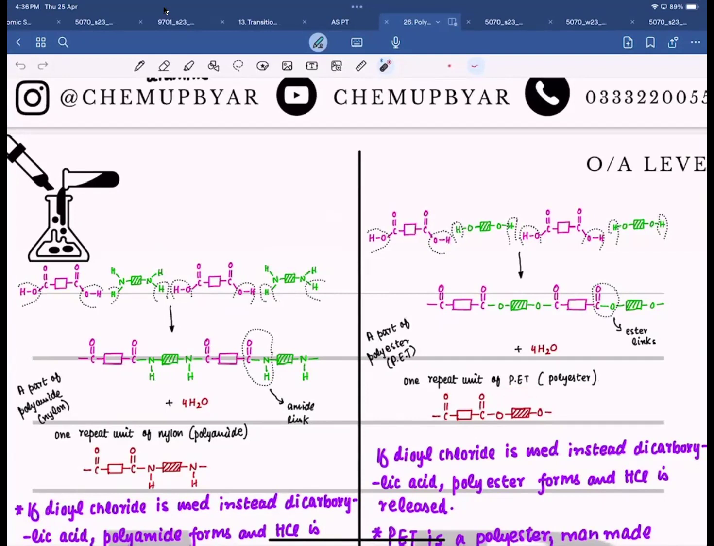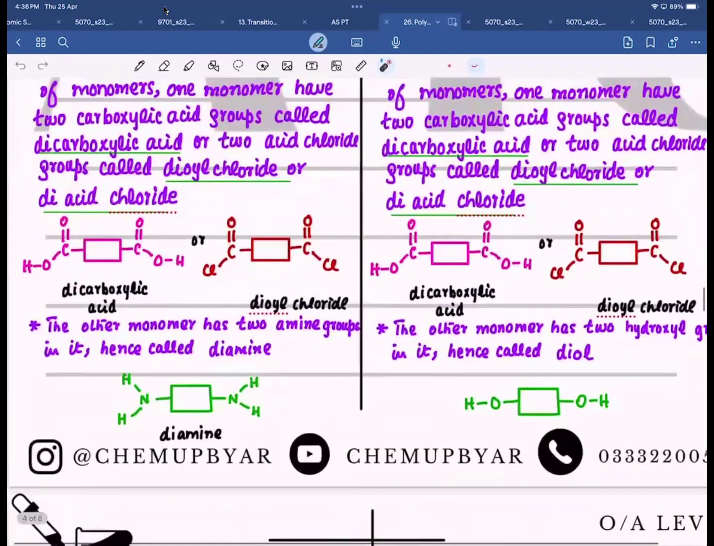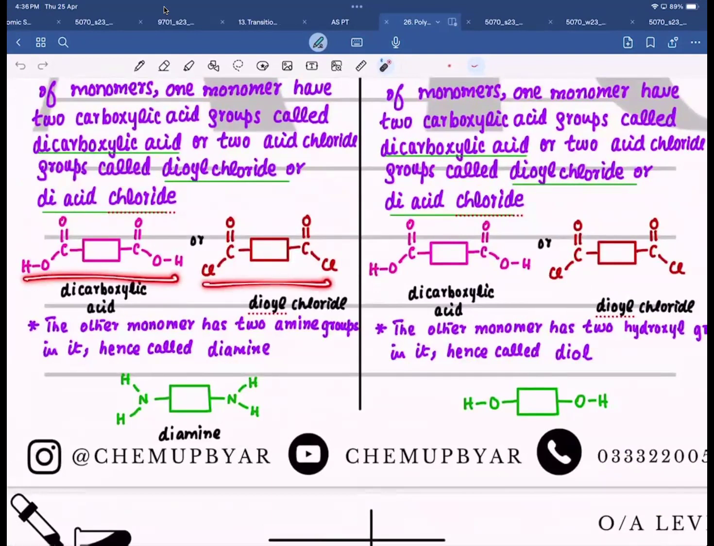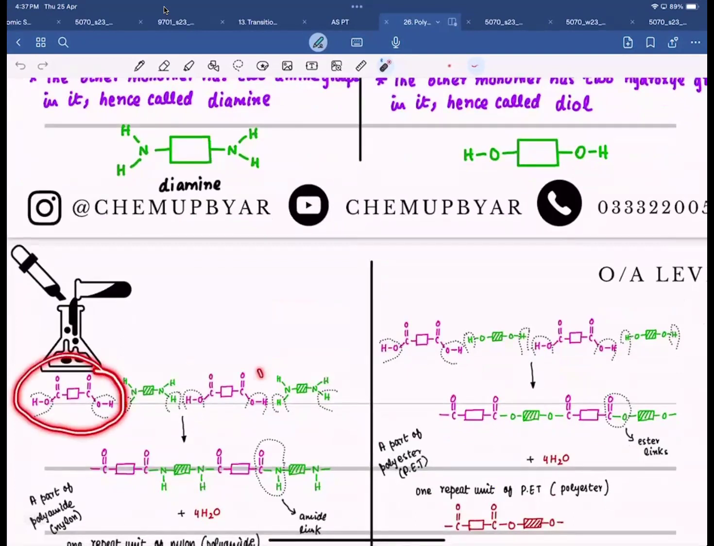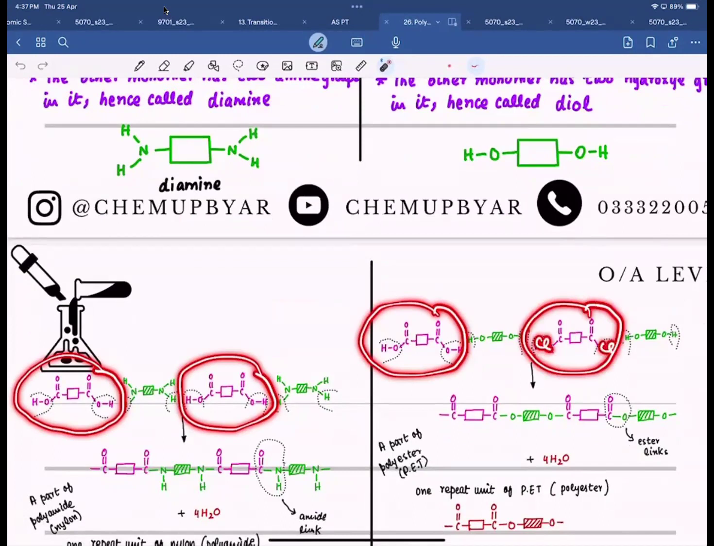Okay, sir. Now, as we discussed initially, instead of dicarboxylic acid, we can use di-oil chloride. So if we have a di-oil chloride, it means we are going to have a Cl on both sides, right? Instead of an OH. So if this was the case, then instead of 4 water, we are going to get 4 HCl over here, and 4 HCl over here. So again, it's a condensation because a small molecule is formed when the monomers join to form a polymer. Is this clear?